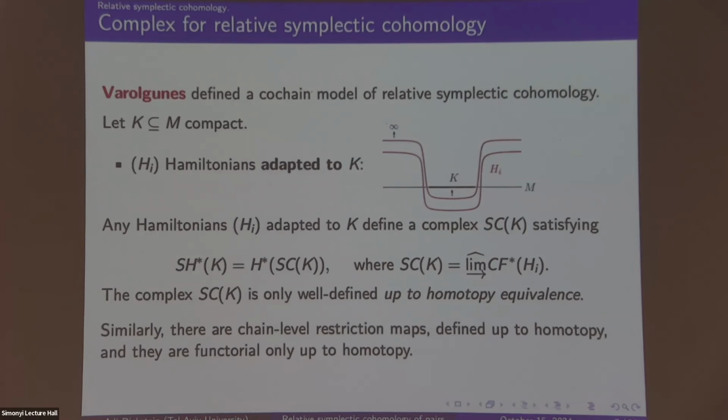And also, this model has a restriction map that we can give them by continuation maps, and they are also defined up to homotopy and functorial only up to homotopy. So now the restriction map from M to B, if we compose it with the restriction from A to B, from M to A to B, it does not equal the restriction from M to B, but it's homotopic. There is a homotopy between them.